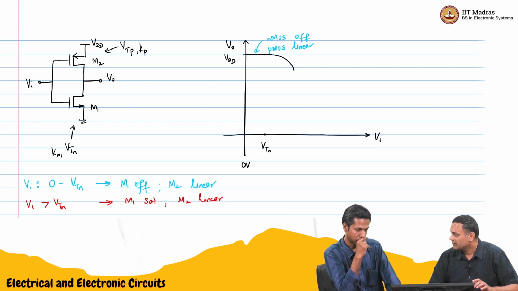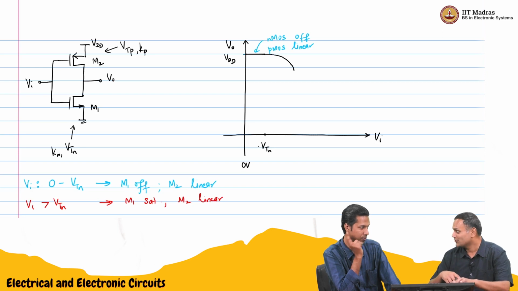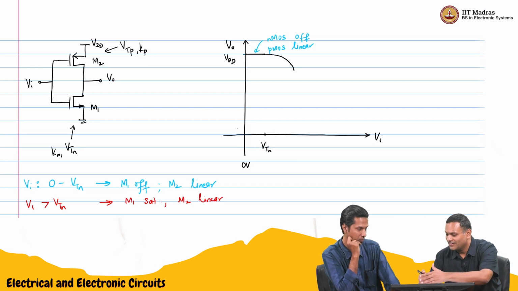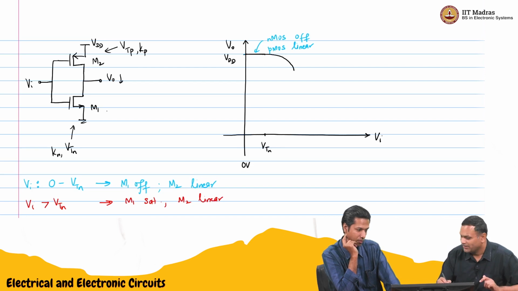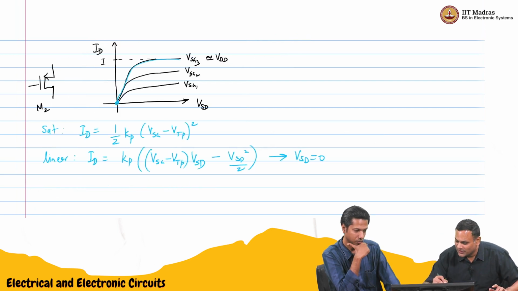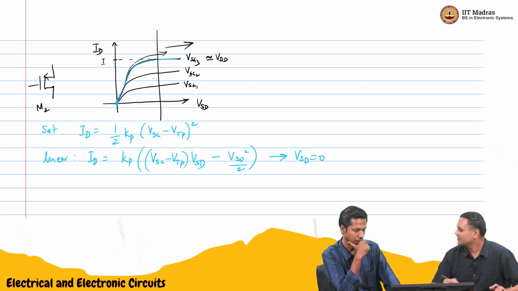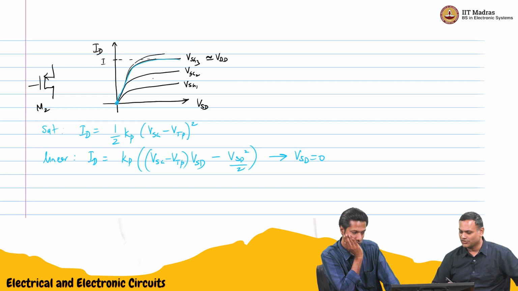After some time, if you increase VI a little bit further, M2 can go into saturation, because the output voltage is dropping. The drain voltage of M2 is dropping, while the source voltage is constant at VDD. So eventually it will move into the saturation region. This part of the curve is saturation. So eventually the PMOS can move into saturation.